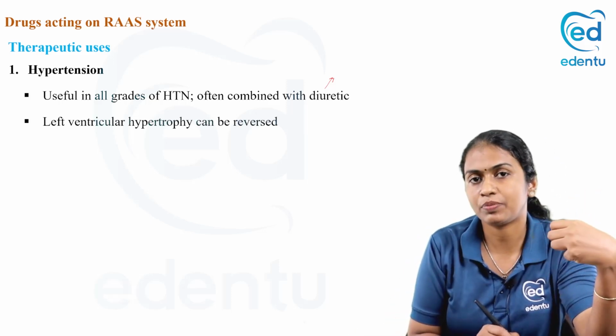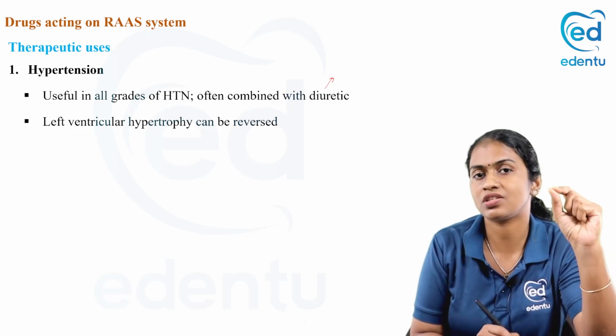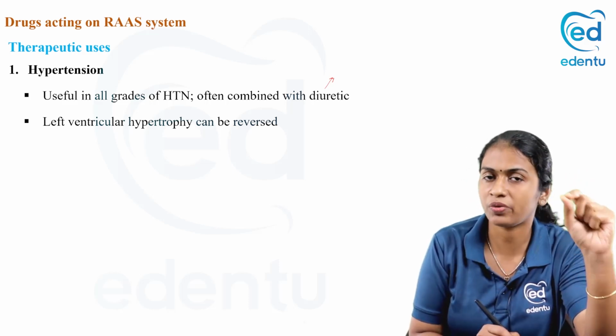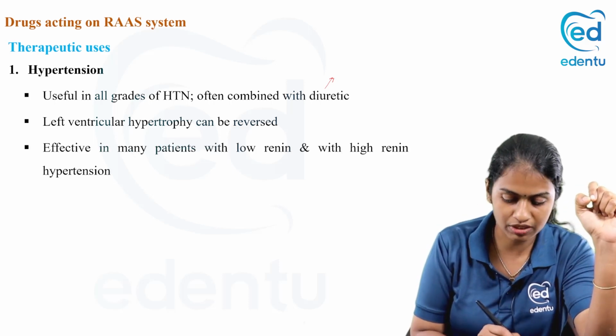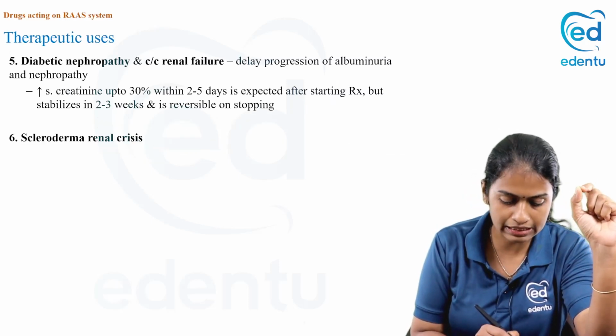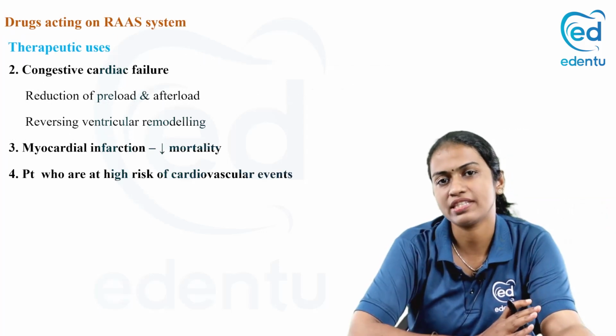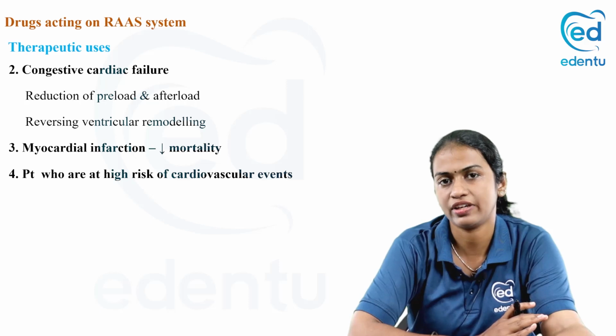Then left ventricular hypertrophy can be reversed. So especially if there are left ventricular changes in a patient with hypertension, always start on ACE inhibitors. Effective in many patients with low renin as well as high renin hypertension. So the next main use of ACE inhibitors is congestive cardiac failure.